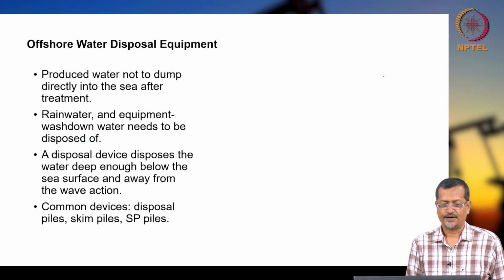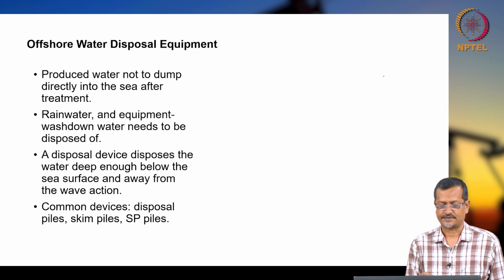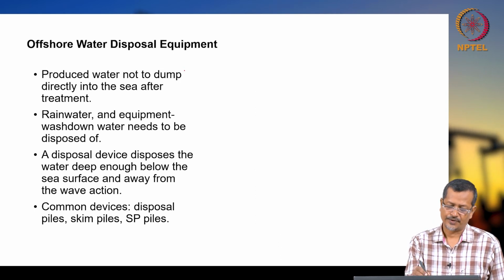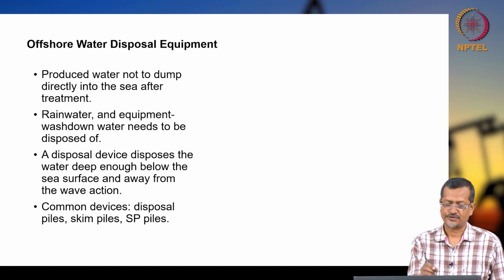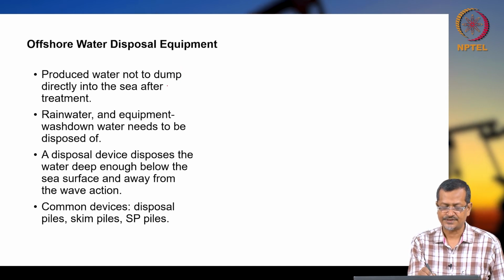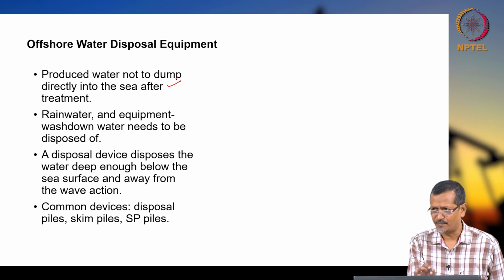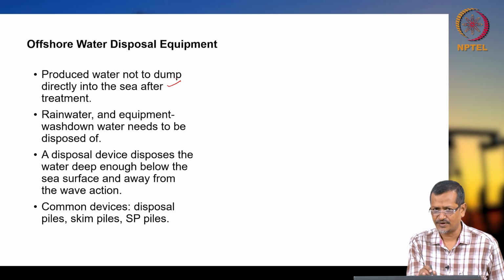Okay. Now, we will go to the offshore disposal system. The offshore disposal system will have certain equipment. Produced water should not be dumped directly into the sea after treatment. Okay, there are environmental regulations all the companies must follow. If someone is not following, it will be their problem.